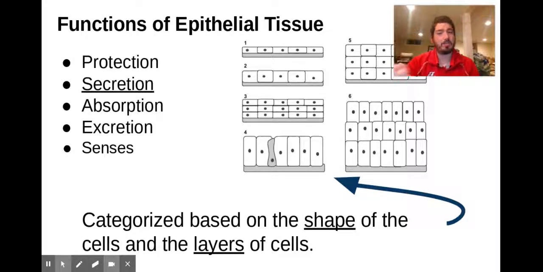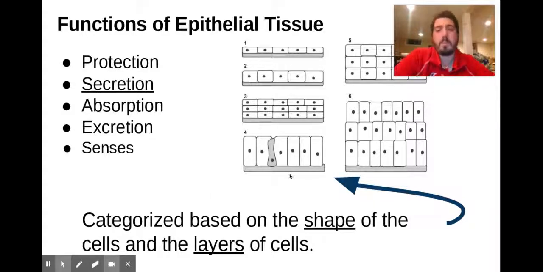If you ever sat in a pool for too long, your skin can absorb water, and that's why you get all pruny. Excretion, right? Getting rid of sweat, salts, things like that. And your senses, our sense of touch really comes through this. And that has to do with the epithelial structure.